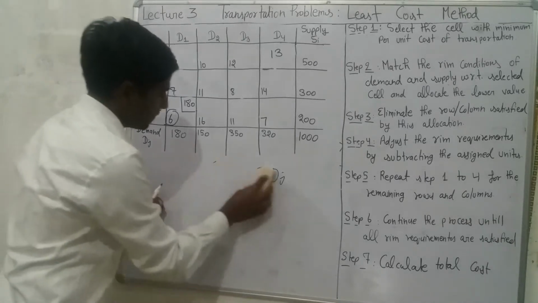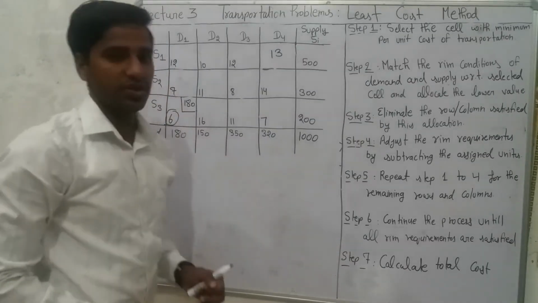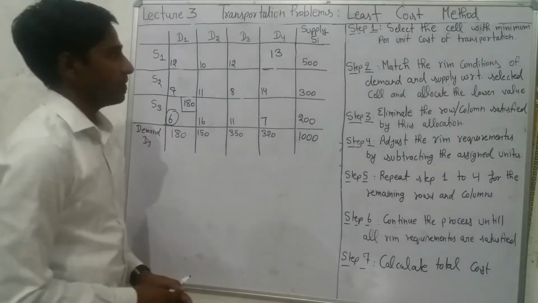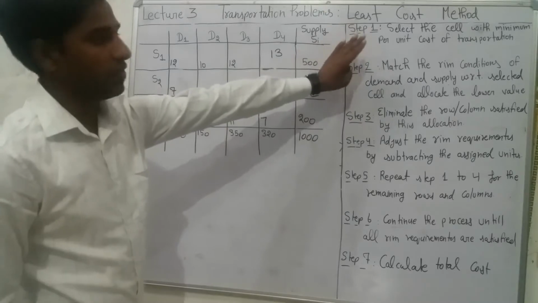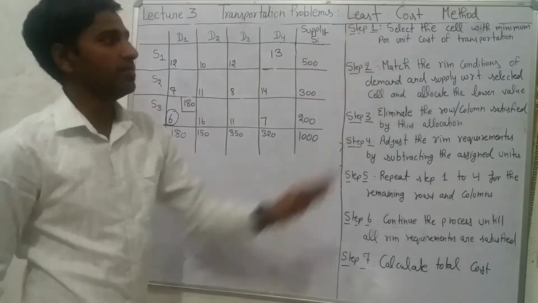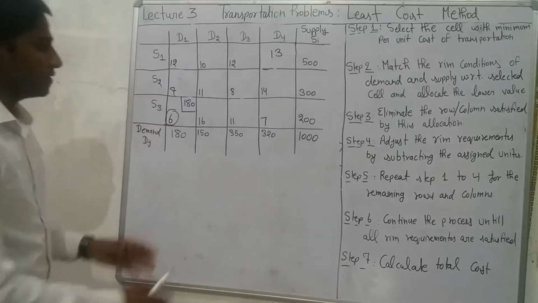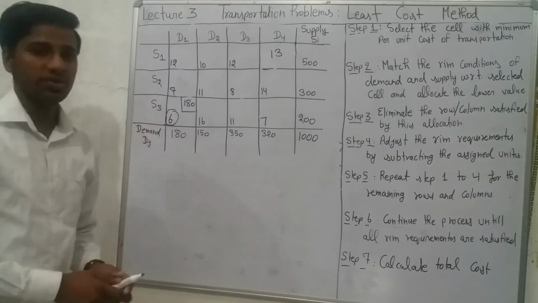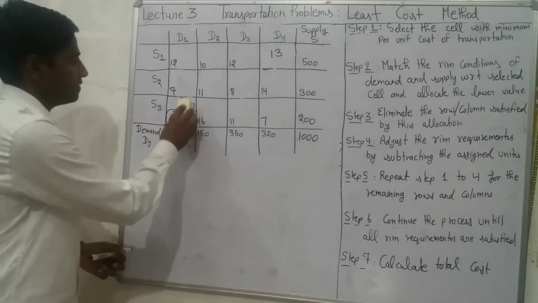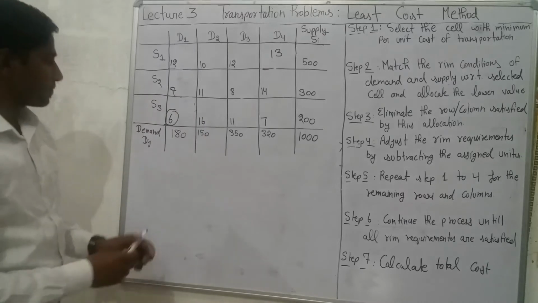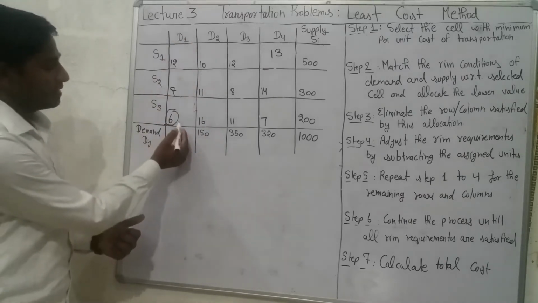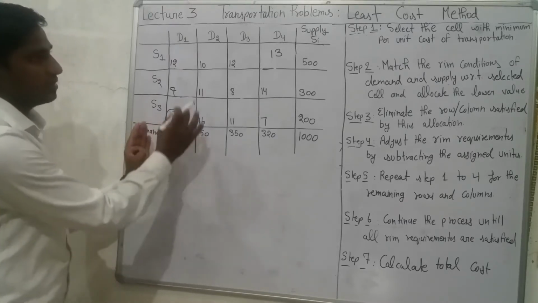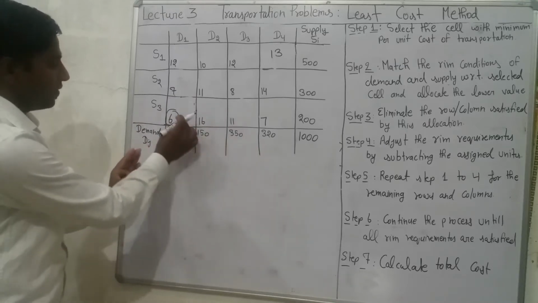So in this video we are going to deal with a balanced transportation problem with the help of least cost method. So let's start with this method. In step 1, what we have to do? Simply select the cell with minimum per unit cost of transportation. So we can identify easily the cell which has the minimum cost of transportation. And in this particular table, the cell S3D1 has the minimum cost, that is equal to 6 rupees per unit. So we will start the process with this cell.